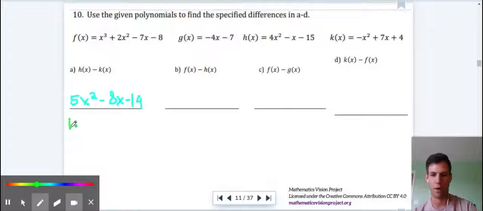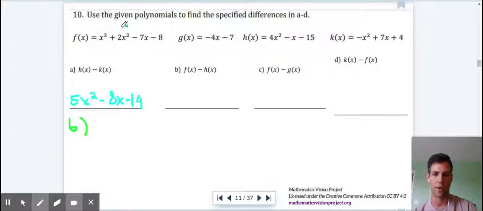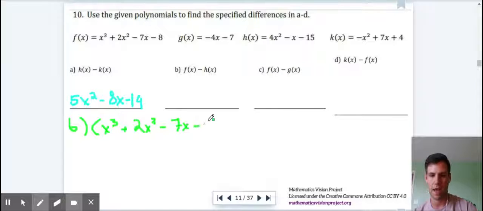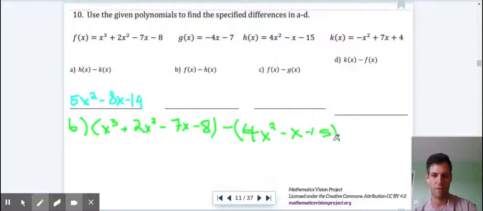Working on part B of this problem, we are doing f minus h. So I'm going to do x cubed plus 2x squared minus 7x minus 8. And then I'm going to subtract the h part, which would be 4x squared minus x minus 15.